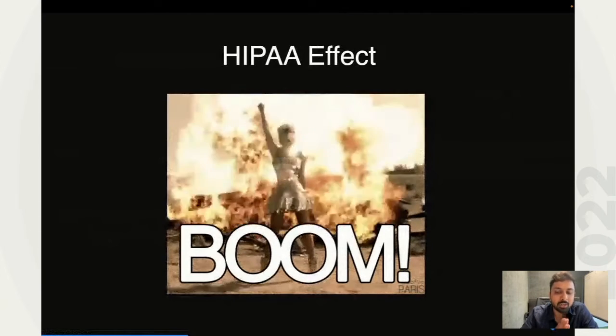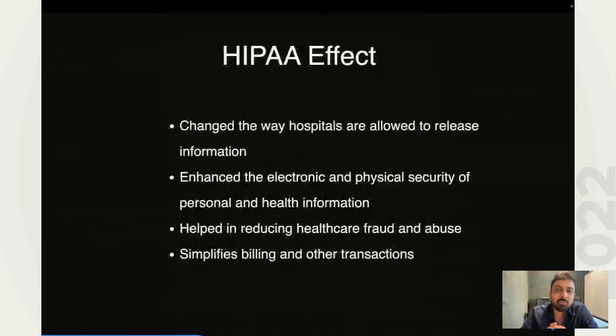A key benefit which HIPAA has provided is in the way hospitals or organizations exchange information about users, right? Because of HIPAA's strict guidelines and rules, there is a lot of standardization and a lot of privacy has been put into the picture, and privacy plays a very big role in HIPAA compliance, and it is being taken as a P1 priority. Also, HIPAA has helped us enhance the electronic and physical security of personal and health information, which, I believe, nowadays everybody is concerned about, whether data is secure or not. So HIPAA makes sure of that.